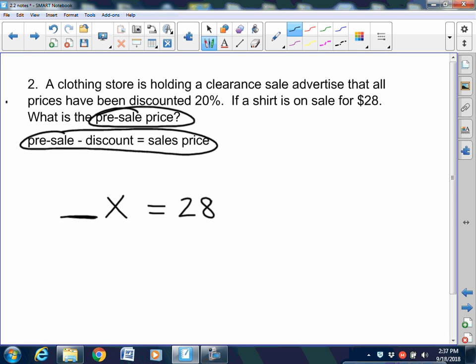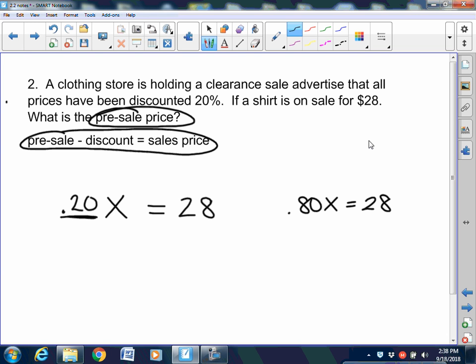And here's a good way to do it. Let's put a 0.20x and let's put a 0.8x equals 28. Now let's just play around with it to see which one even makes sense. To get x alone, don't you have to divide by 0.20 or divide by 0.80, right, to get x alone? So 28 divided by 0.20.